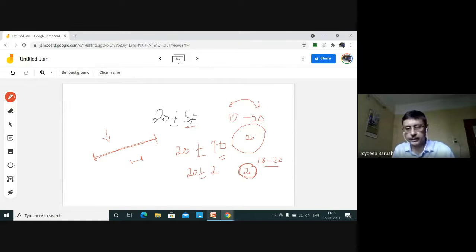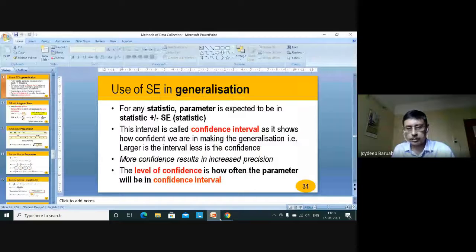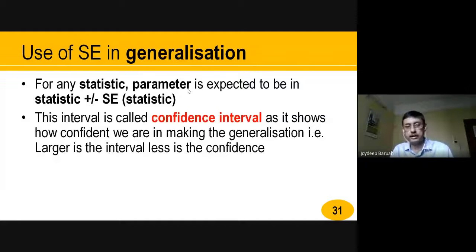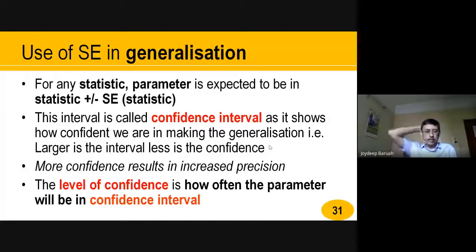So this is the definition on this slide, and this is what I want to state. The first point: if you have the standard error, then you will have this plus minus boundary, which we call the confidence interval. The larger the interval, the less the confidence, as I have already explained. The confidence interval is this interval.